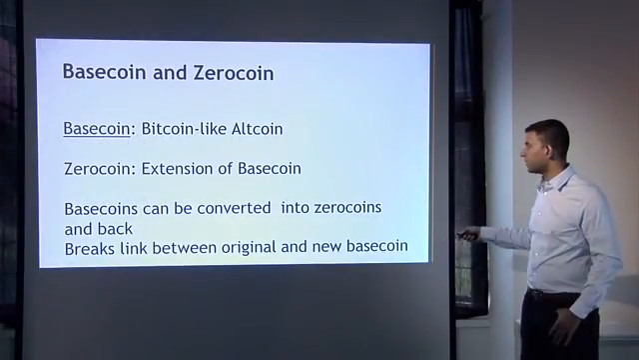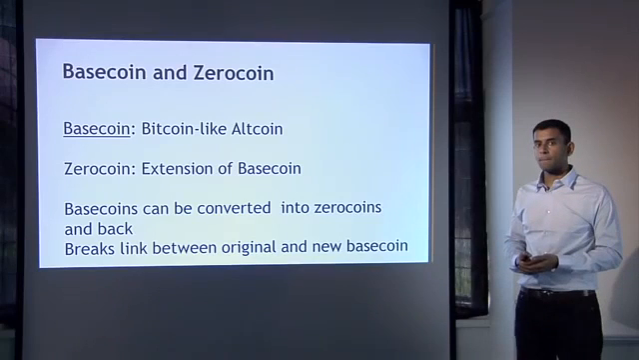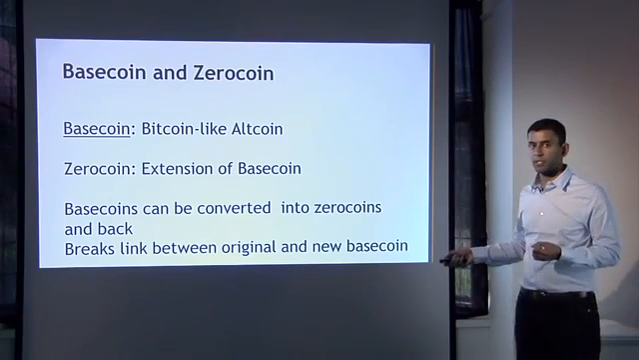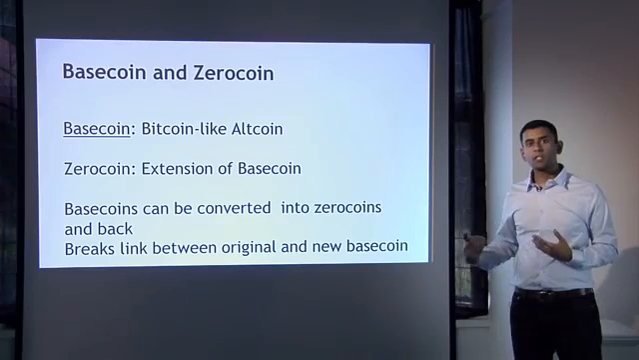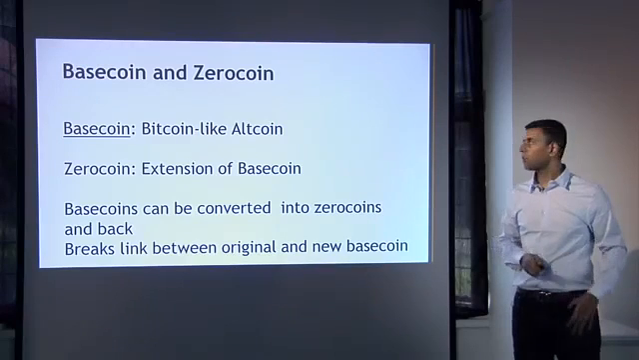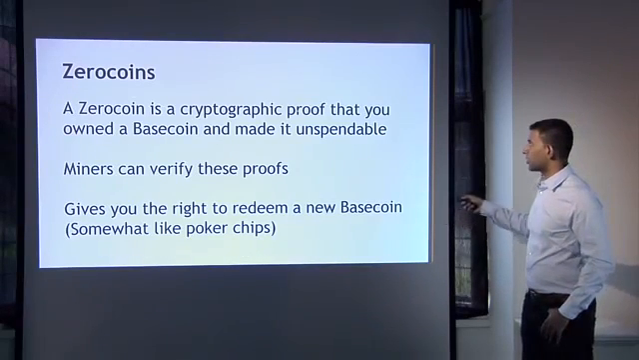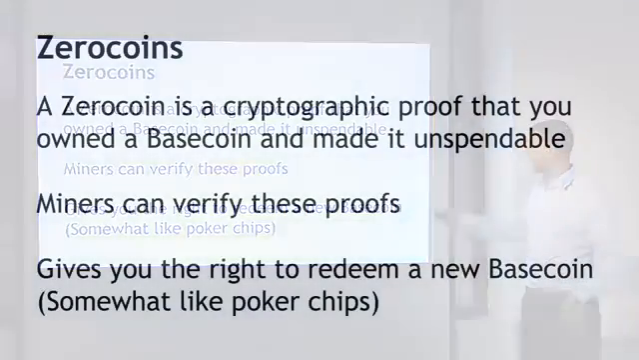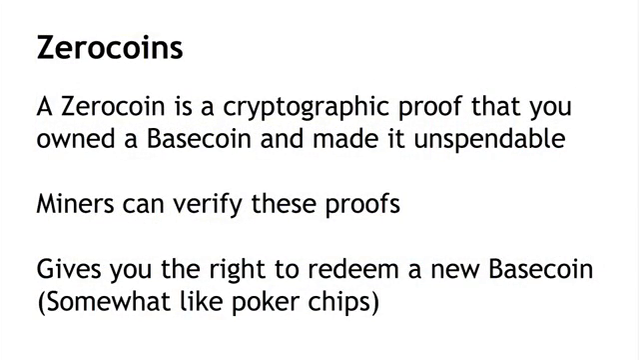And the key property that gives you anonymity is that these basecoins can be converted into zerocoins and back again. And when you do that, it breaks the link between the original basecoin and the new basecoin. So think of this as a cryptographic mixing system that's provided by the protocol itself. So how might this work? Another way of looking at a zerocoin is that it's a cryptographic proof that you owned a basecoin, not anymore, but you owned it, and then you made it unspendable. A zerocoin is something that allows you to assert that to, say, any miner who might care. And miners can verify these proofs, and that's what gives you the right to later redeem a new basecoin in exchange for the zerocoin.